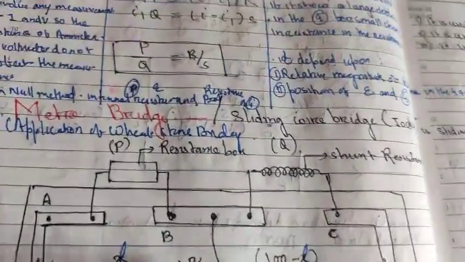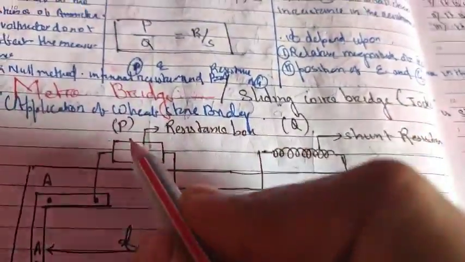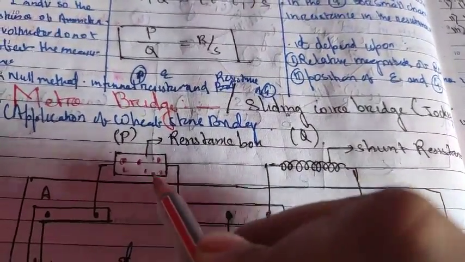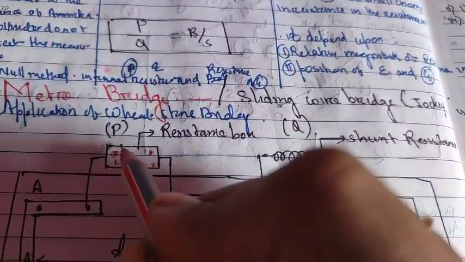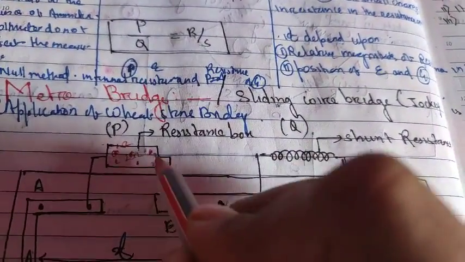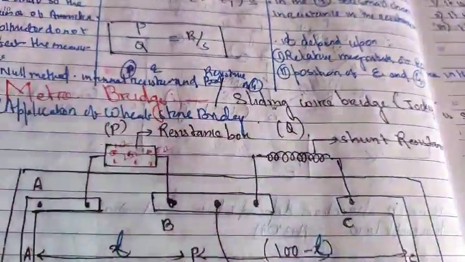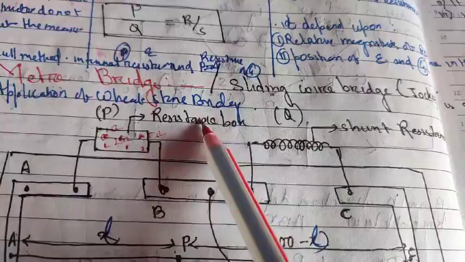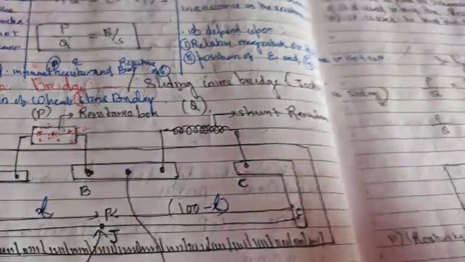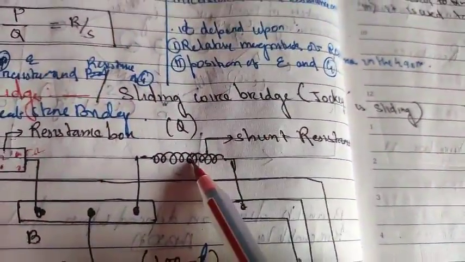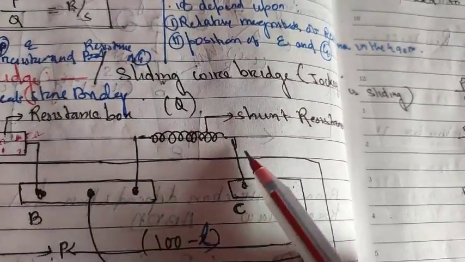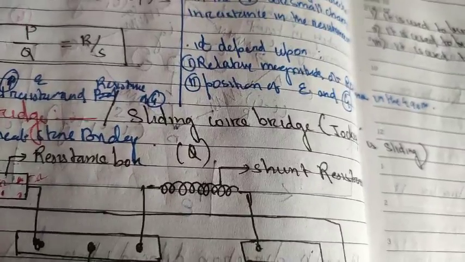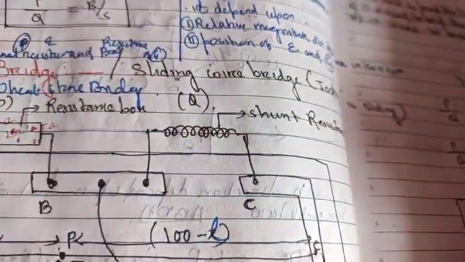Now here you see a resistance box. The resistance box contains many keys. Suppose these are the 6 keys in the resistance box: 1 ohm, 2 ohm, 5 ohm. The key which you remove gives the value of the resistance in the circuit. This is the shunt resistance. What is a shunt resistance? It is a very thin wire of low resistance which you can connect in any circuit.